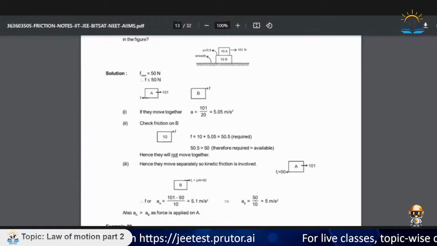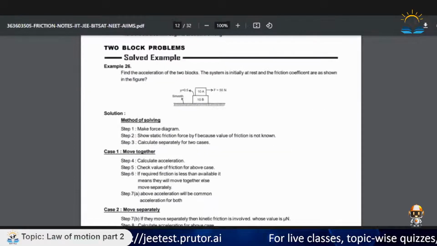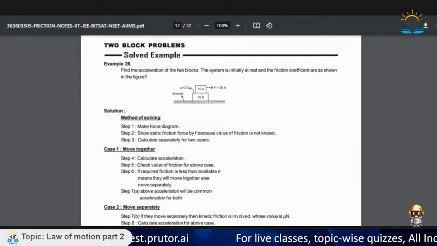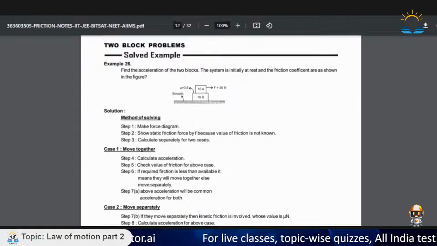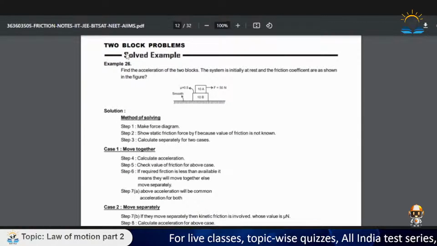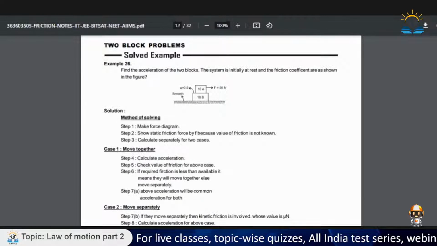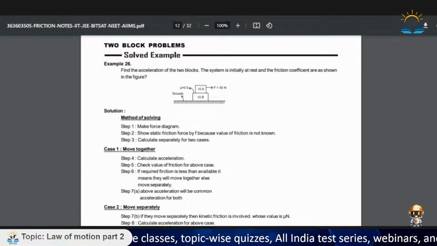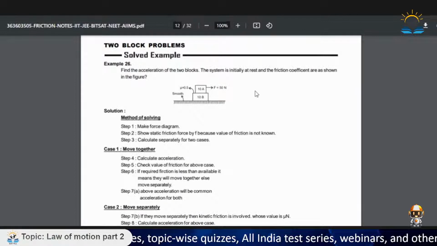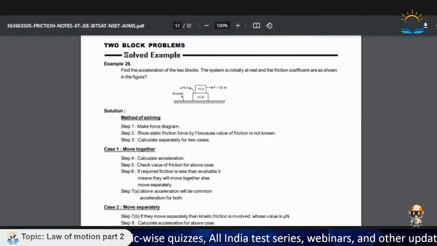Okay, now let us see some questions on friction. So the most basic problem is the two block problem. So what does the two block problem say? Find the acceleration of the two blocks. The system is initially at rest and the friction coefficients are as shown in the figure.